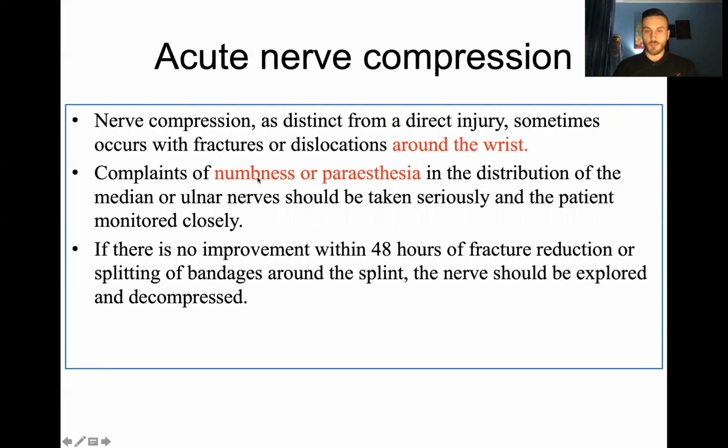In acute nerve compressions, for example, around the wrist, which is the median nerve, like the carpal tunnel syndrome, the patient will be complaining of numbness, paresthesia, and pain. So these signs and symptoms, along with the history and physical examination, will lead you to the acute nerve compression, which you have to go and decompress. For example, the median nerve, you have to go and decompress the carpal tunnel by releasing the retinaculum.